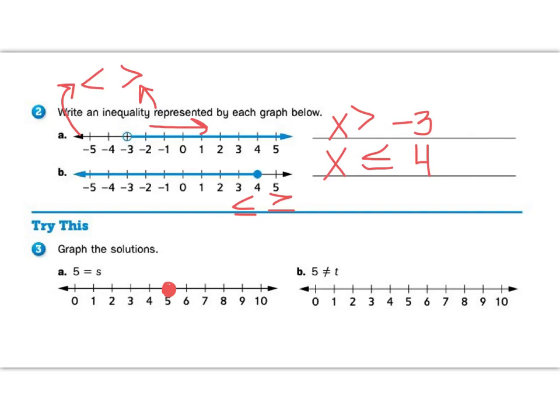How about for 5 is not equal to t? So for not equal, I'm going to put an open circle on 5. It could be any other number in the universe other than 5. So 5 is not included, but every single other number is. So that is just a quick overview of graphing inequalities.